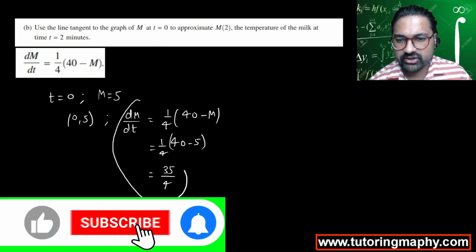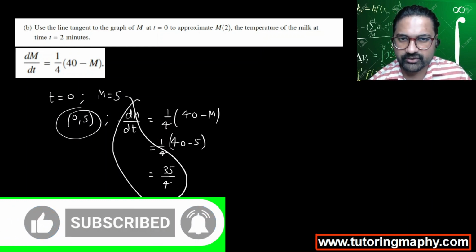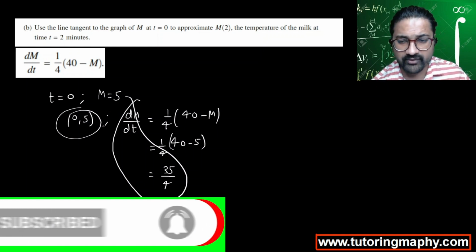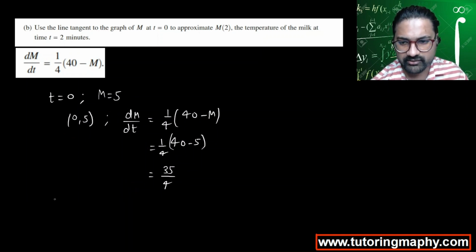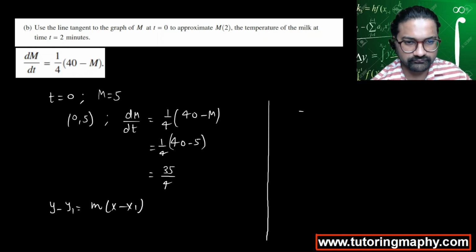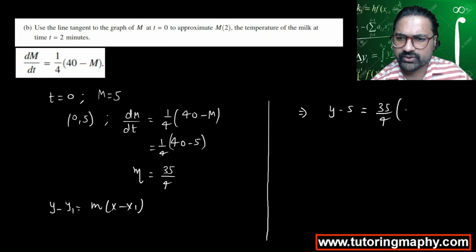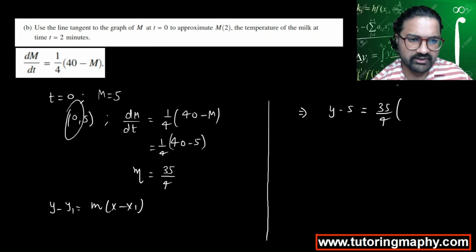So we have the slope, we have the point. It's very easy for us to write the equation of the tangent, a little bit of SAT coming back in. The equation of tangent as per the point-slope form is given by y minus y1 equal to m times (x minus x1). y1 is the y coordinate, which is clearly 5. m is the slope, which is 35 over 4. And x1 is right over here, that's 0.